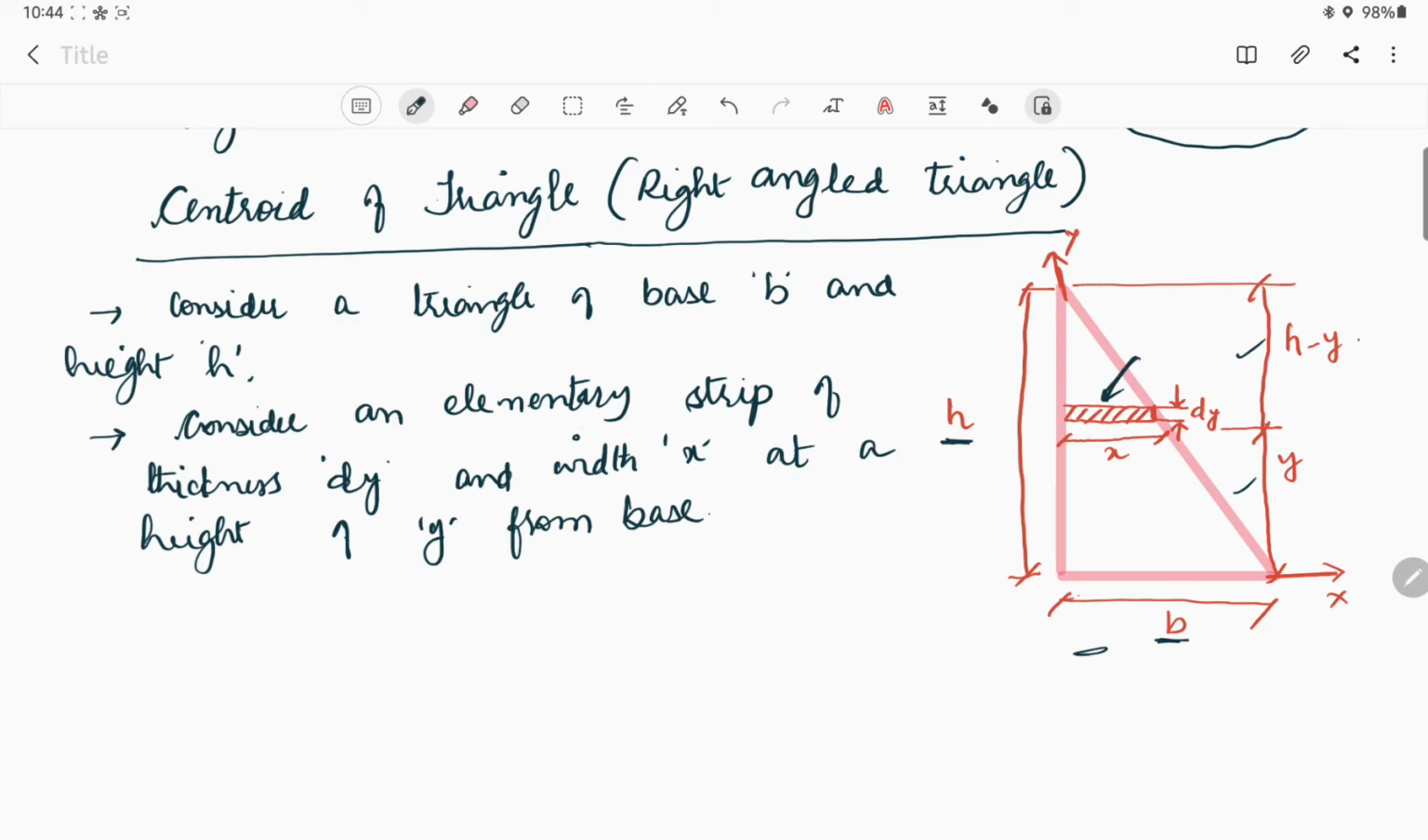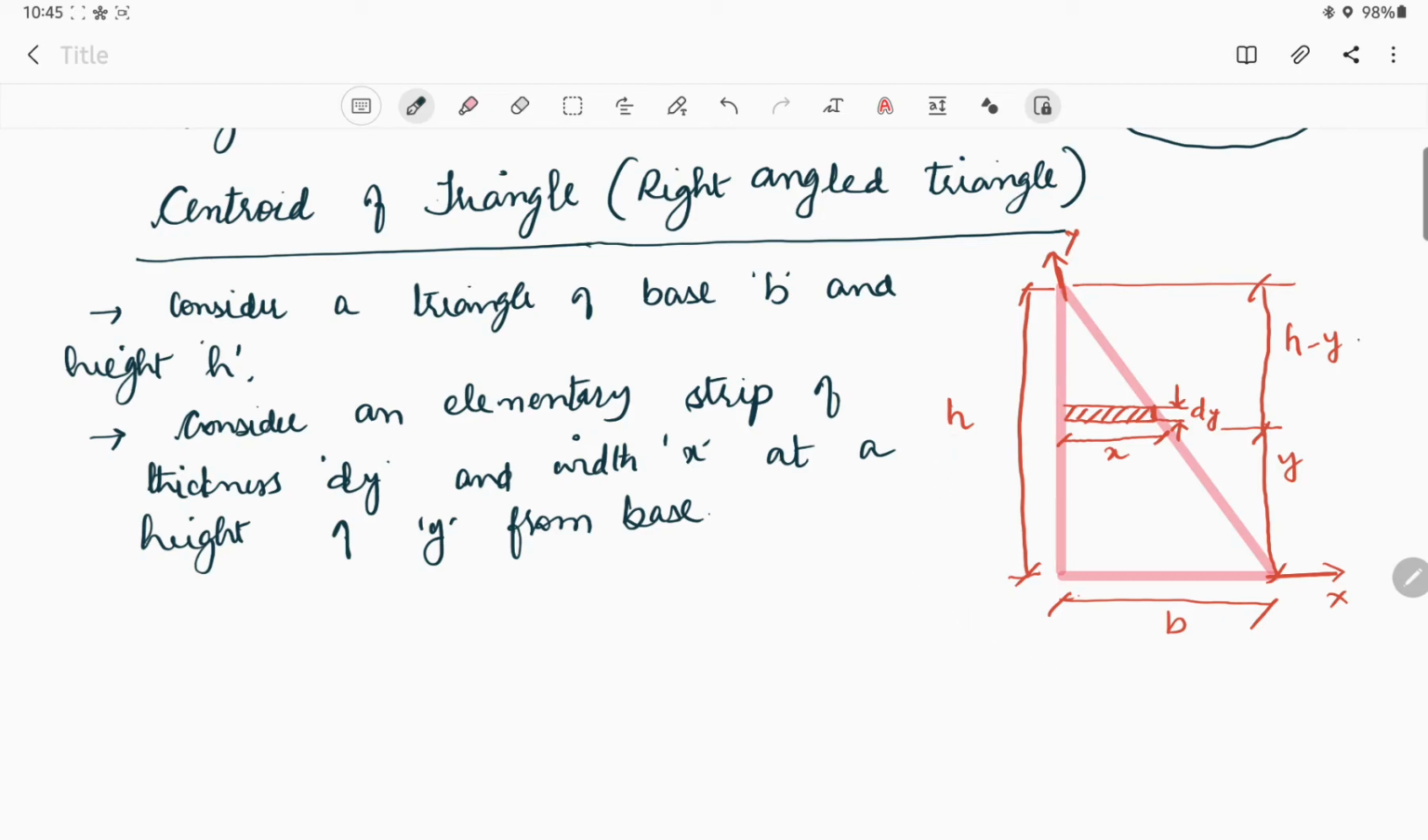We're talking about this one, right? Considered an elementary strip of thickness dy and width x. This is the width of the strip at a height of y from the base. All these things we have written, and they are clear, isn't it? You understood this one? Yes. So the second point is clear with us, right?